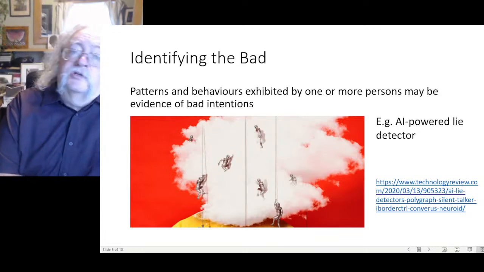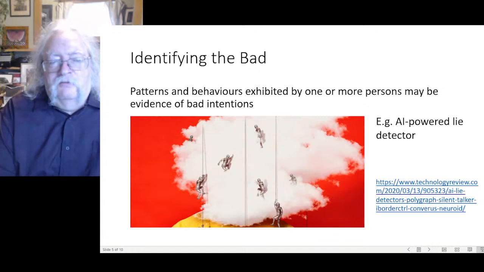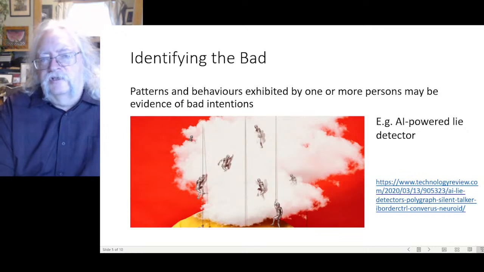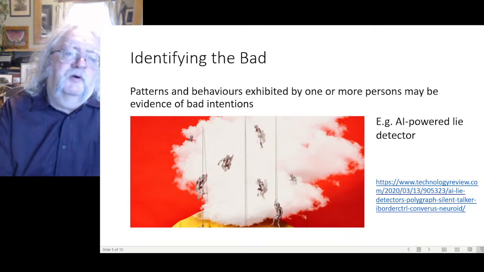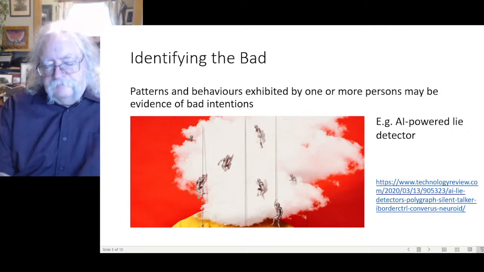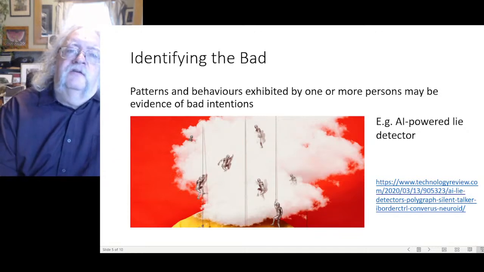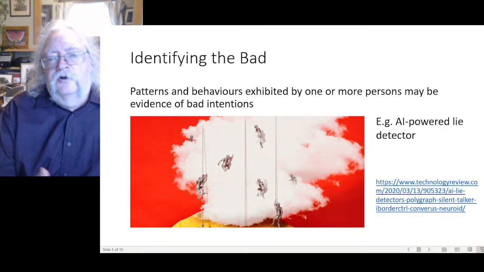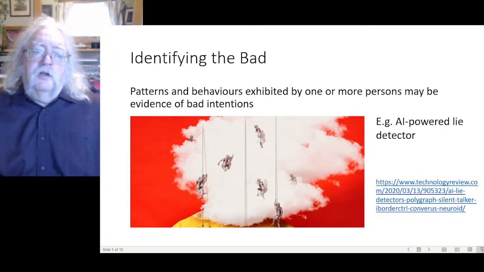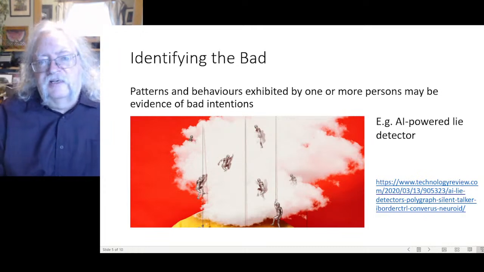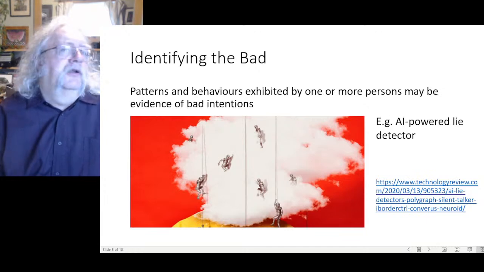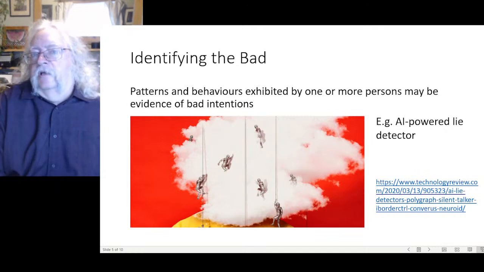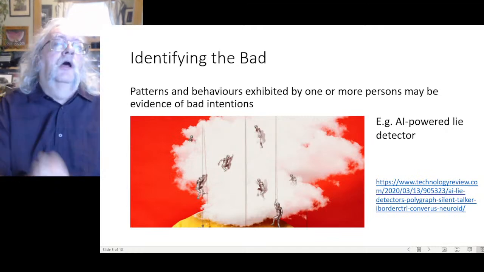Now, we will talk in the future about how this can be misapplied and misdesigned and result in discrimination and other such problems. Nonetheless, this kind of activity is certainly within the realm of possibility for artificial intelligence. A similar sort of logic exists in an AI-powered lie detector. Once again, the AI doesn't know you're lying. Right? It's not spotting the lie.